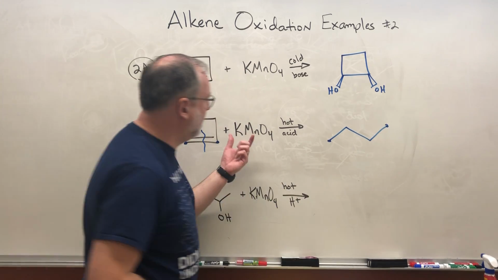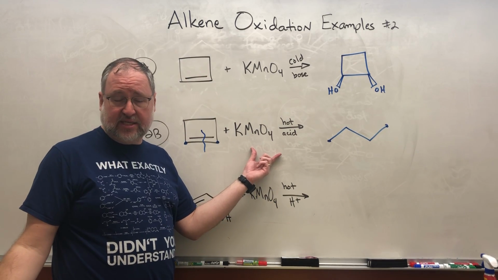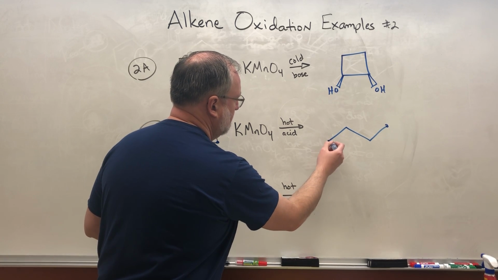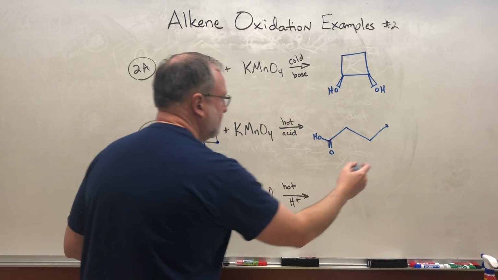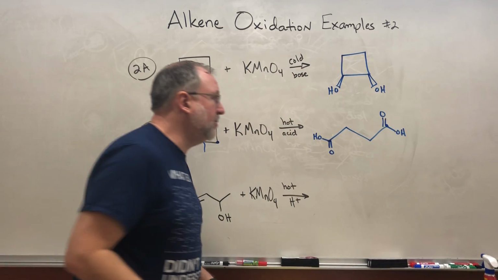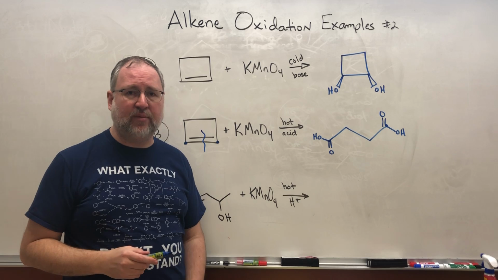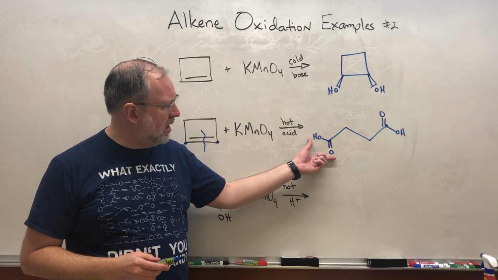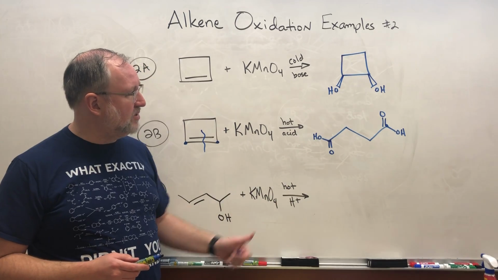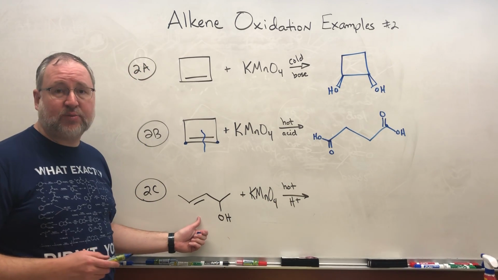If you have primary carbons, what is the most oxidized they can be? Acids. So make each of those acid groups, right? So now we have something like, what is that? Butanedioic acid, something like that. Right, so that looks good. Let's look at this one.